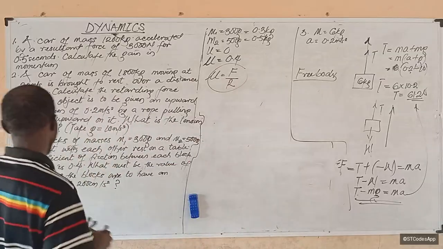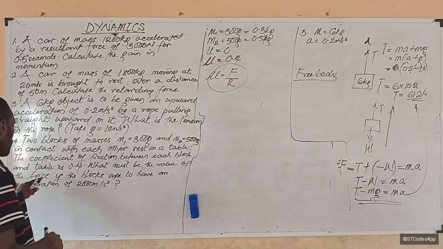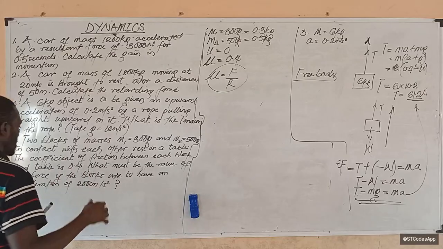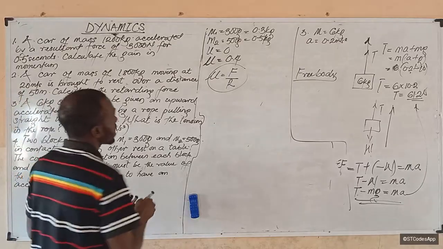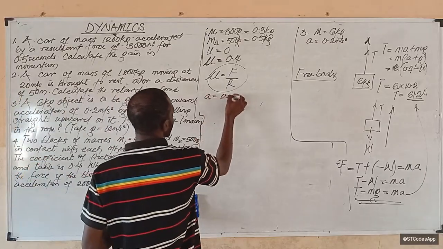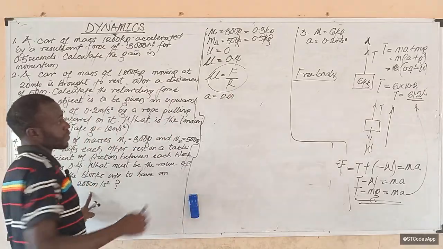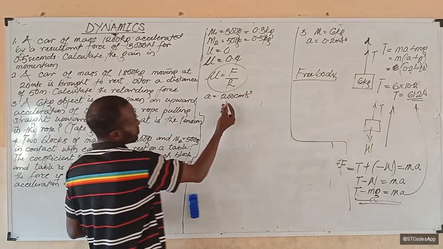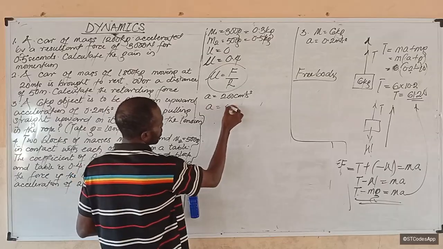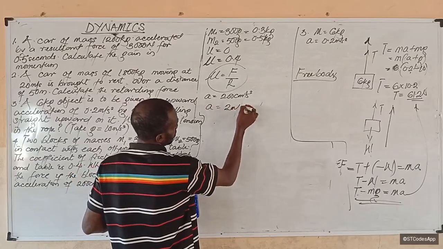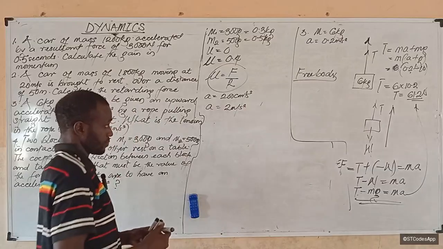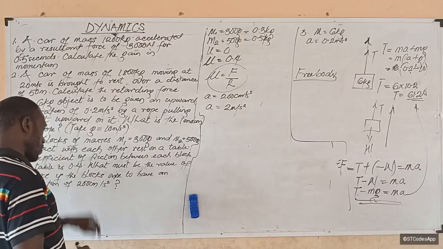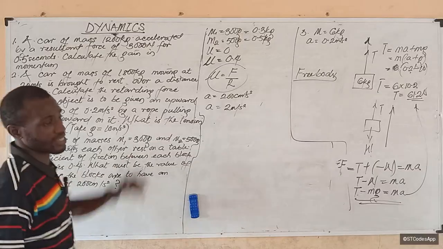Okay? Now, what must be the value of the force if the blocks are to have an acceleration of this? So what's the acceleration of the block? 200 centimeters per second squared. Okay, so we have to convert this to meters by dividing by 100, right? So that becomes 2 meters per second squared. Now, what must be the value of the force if the blocks are to accelerate with this?